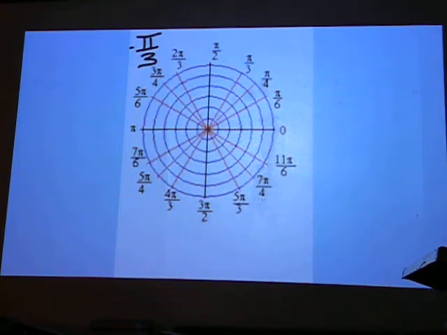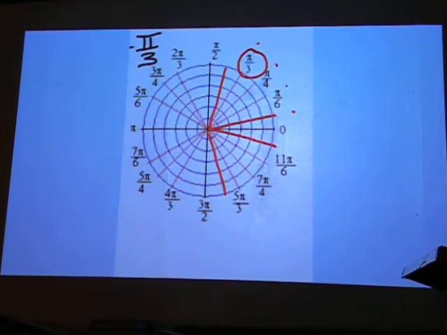To find negative pi over 3 on the polar coordinate plane, make yourself familiar first with where the pi over 3 is at, the positive version. And we can add a couple more spokes in here to make it come out in terms of twelfths, 1/12 pi increments. And you would do the same thing back in this direction. Now pi over 3 goes up 1, 2, 3, 4 spokes in the positive direction.